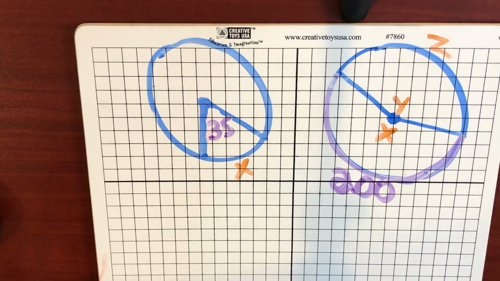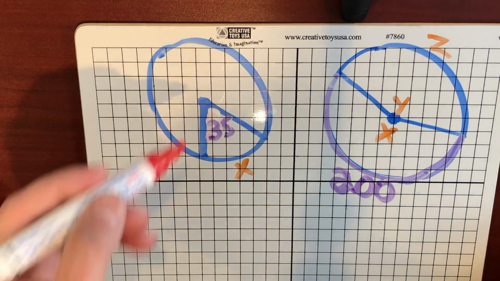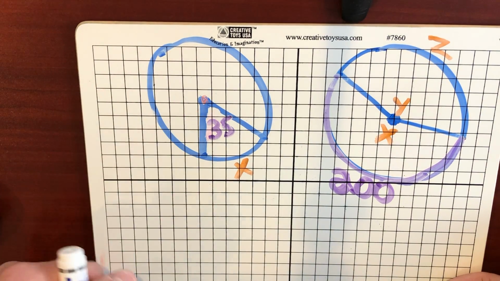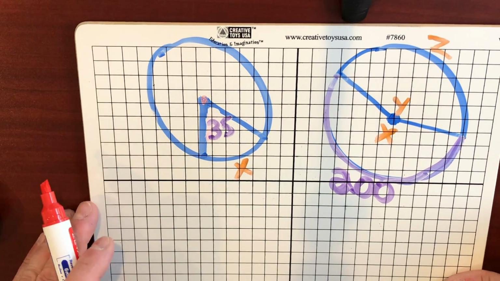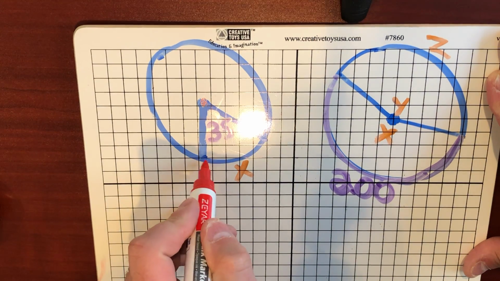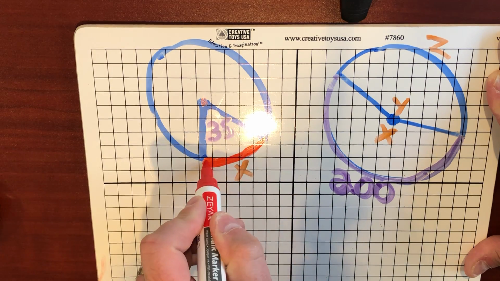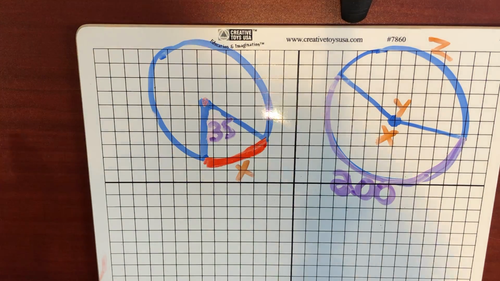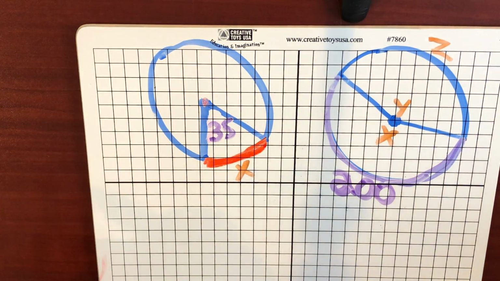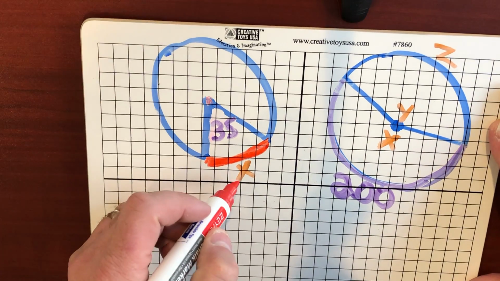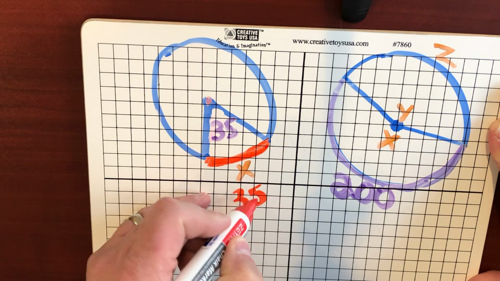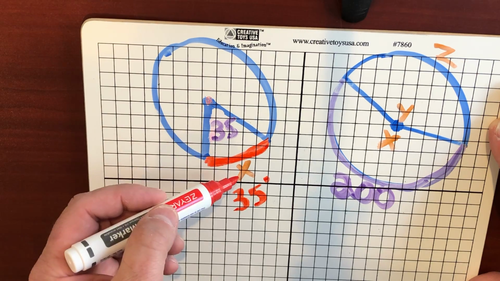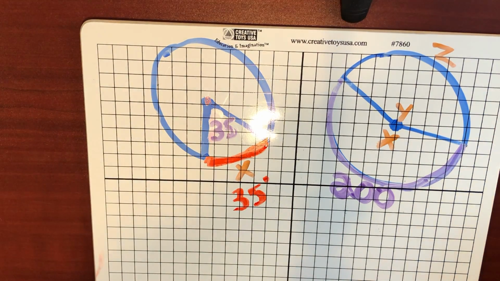But if you'll notice on these two circles, I have a central angle right here because it's at the center point. This angle is at the center, and I have this listed as 35 degrees. So the question then is, what would this arc measure be? Well, that arc is going to be the exact same as the central angle. So that arc measure is going to be 35 degrees.